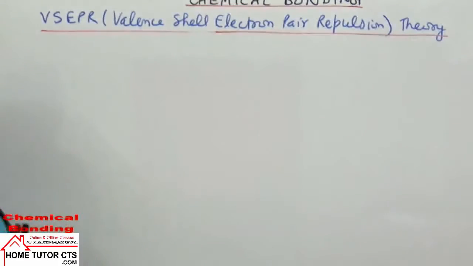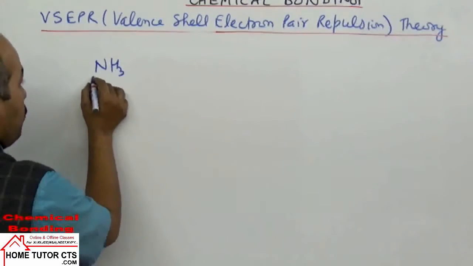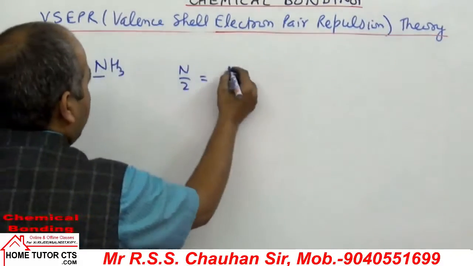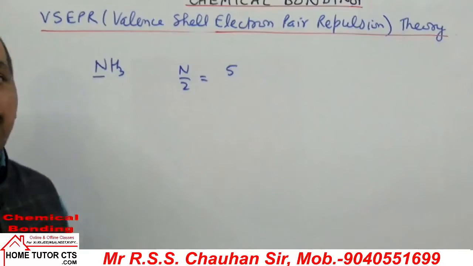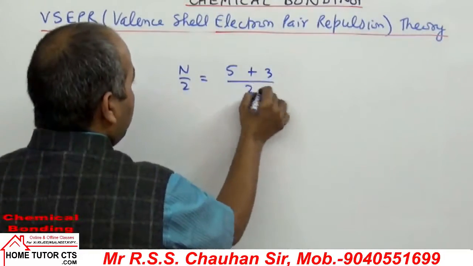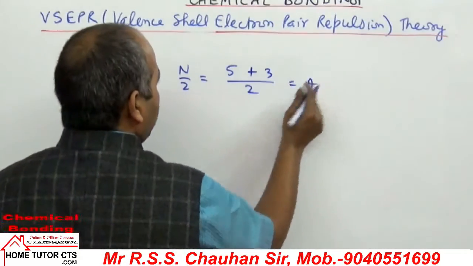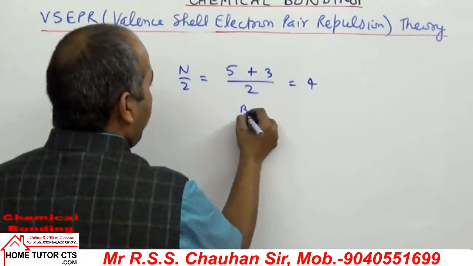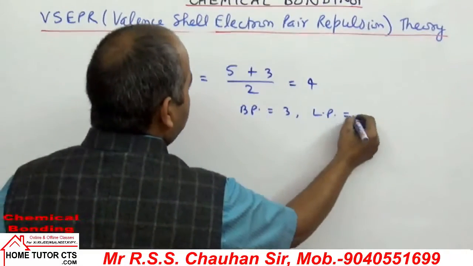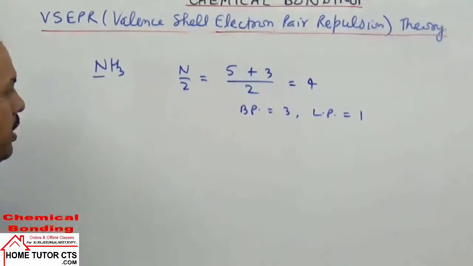Now the next example can be taken, ammonia. In ammonia, what is the N by 2 value? For finding N by 2, nitrogen is the central atom, which has 5 electrons in the valence shell, plus 3 hydrogen atoms, divided by 2. 5 plus 3 by 2 becomes 4. So N by 2 is 4. It has got how many bond pairs? 3. And the lone pair in this case is 1. It has got 3 bond pairs and 1 lone pair.